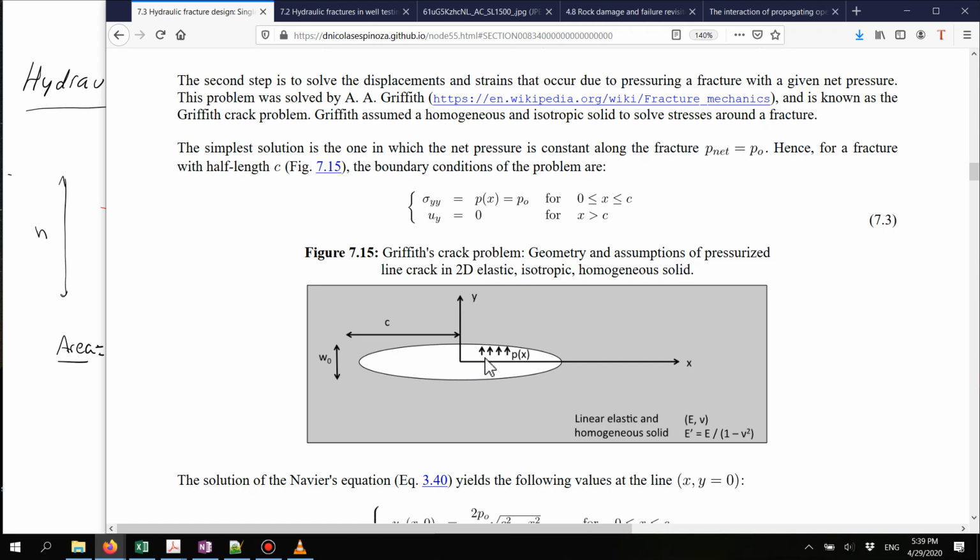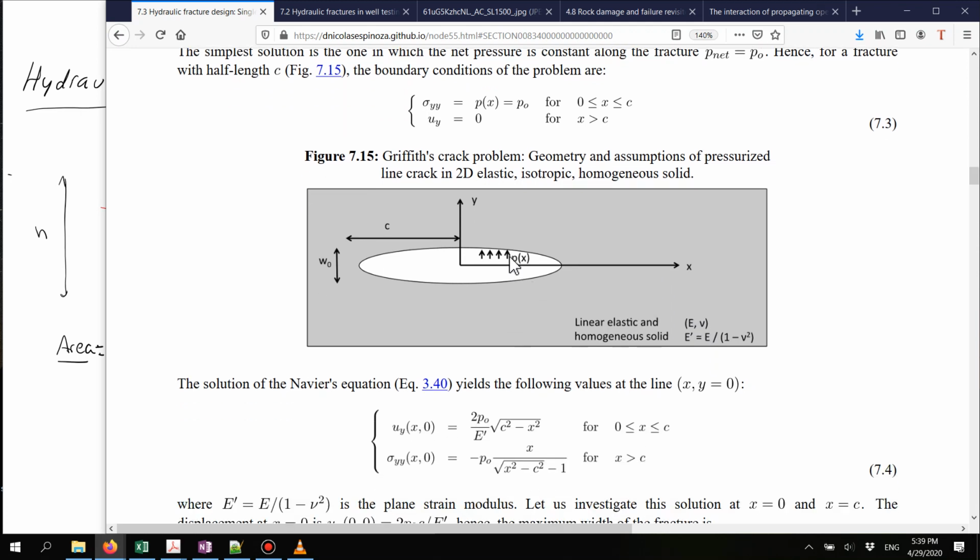On the walls of these fractures, I have a pressure, and this fracture is immersed into an infinite medium with linear elastic properties. In this case, a Young modulus E and a Poisson ratio nu. All right, so we can solve this problem, and this is the Griffith problem. And for the condition in which the pressure is uniform around the entire line crack, the solution tells us that the displacement is going to be the highest at the center.